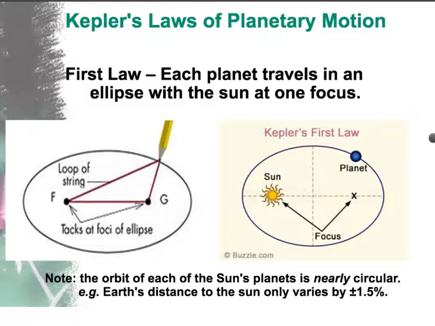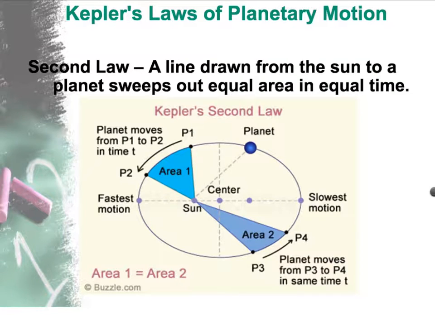For example, the Earth's distance to the sun only varies by about 1.5% of its average value. So it's basically an ellipse that looks very much like a circle, let's put it that way. So that's Kepler's first law of planetary motion.